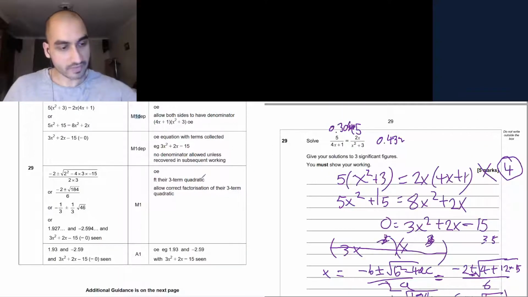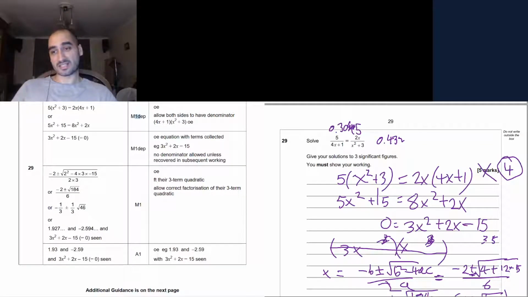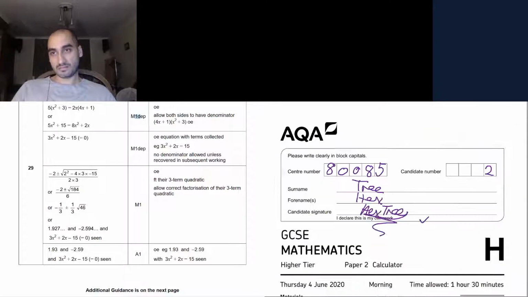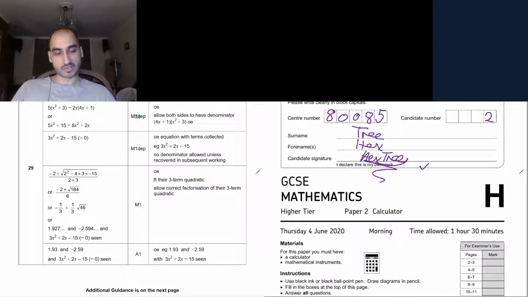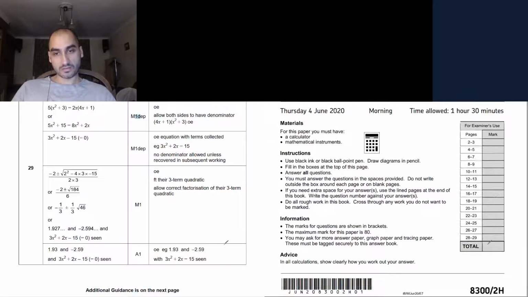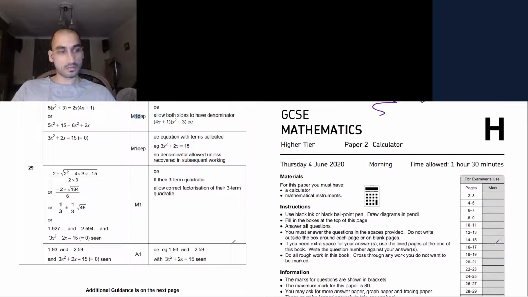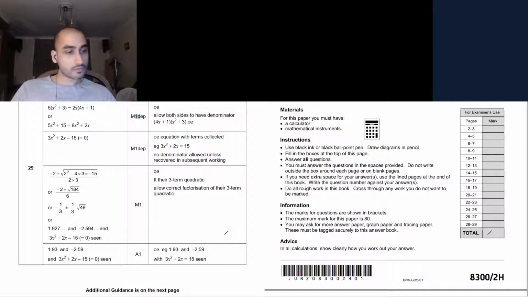Alright then, so what's my final grade? So I lost 2, 4, 6, 7 marks altogether. That's actually disappointing. The last paper I lost 2 marks. So I got... So it's out of 80. So I got 73. Am I still on track for a grade 9?